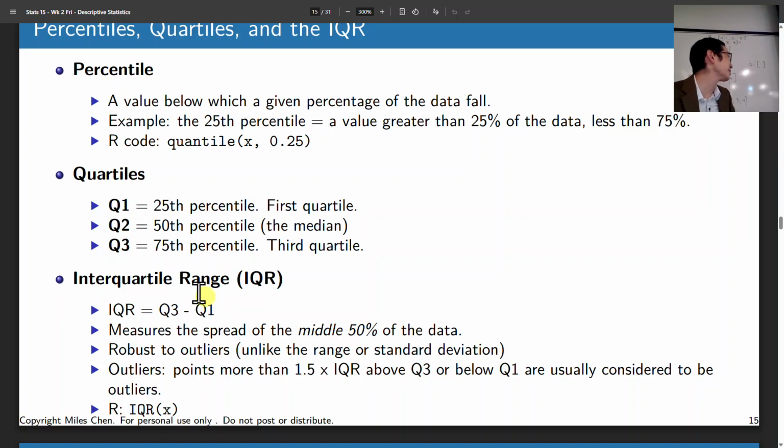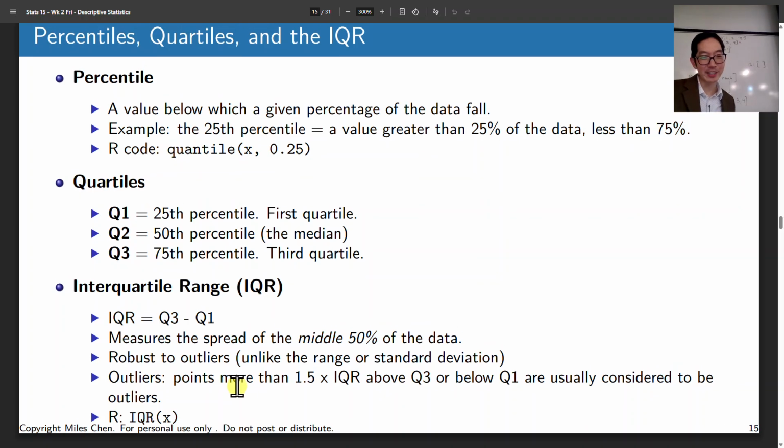Anyway, we're looking at the middle 50th percentile, right? That's the range of that thing. So the spread in the middle 50 percentile. Yeah, robust to outliers. Okay, so if you got outliers, it's not affected by that. And then we determine outliers by kind of looking at that IQR. And then if you have points more than 1.5 IQRs above Q3 or below Q1, those are generally considered outliers.